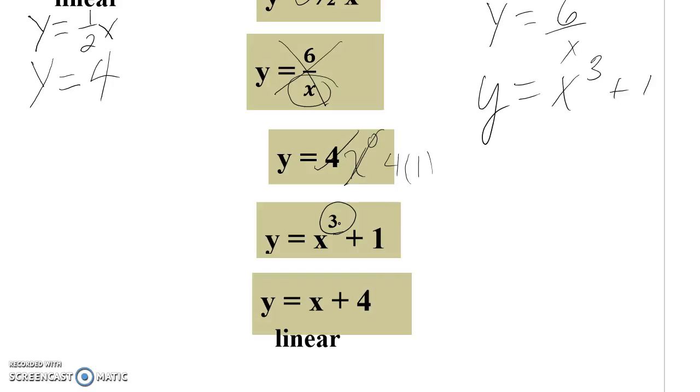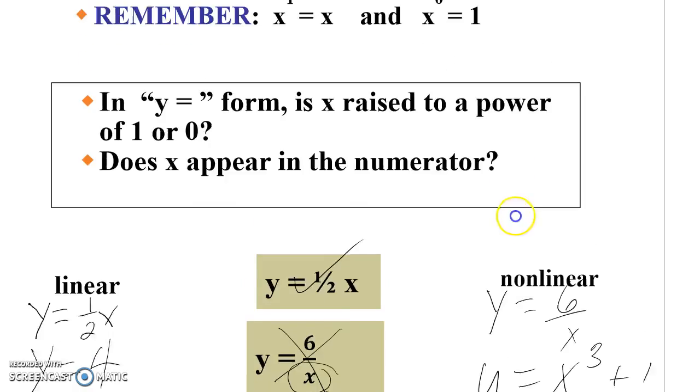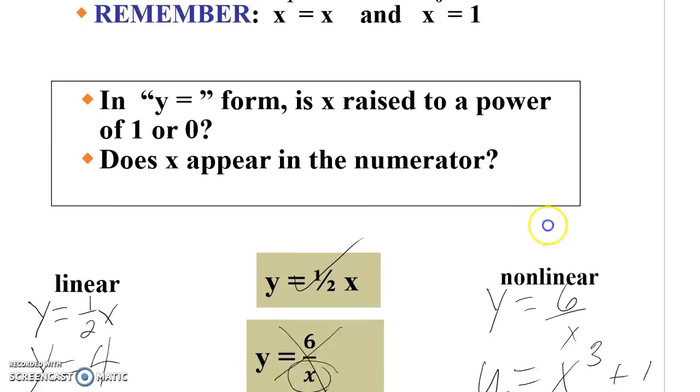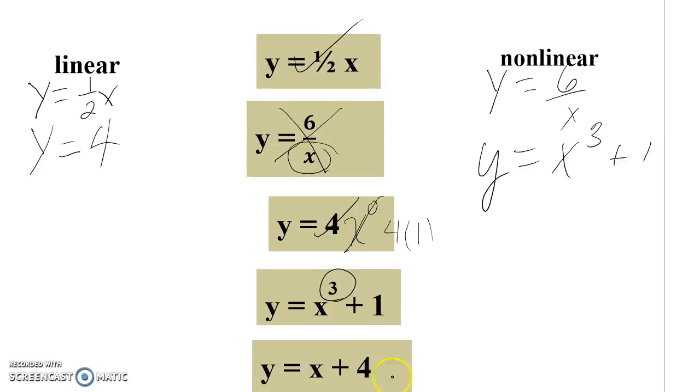And the last example that I have, y equals x plus 4. It's in the y equals format. X is not in the denominator. X, remember, is to the first power, so that's okay. And then plus 4. So it's in y equals format. X is not greater than 0 or 1. X is not in the denominator, it's in the numerator. So this is linear.